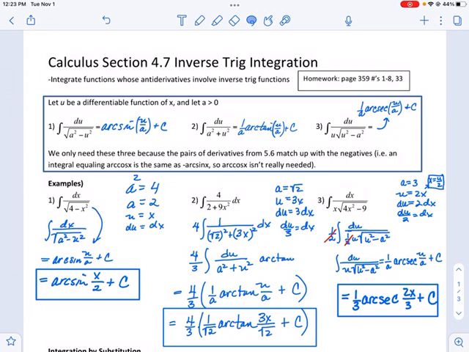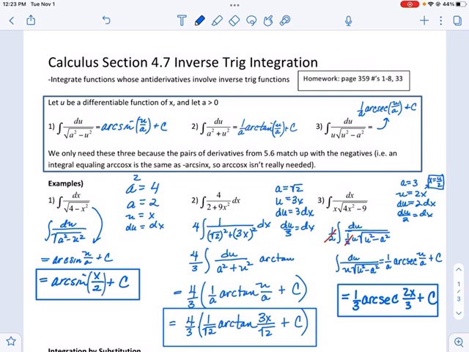So for 1, 2, and 3, I had you do them, and this is what they should be, so you can check your work. And I would first start out by saying a squared is 4, so a is going to be equal to 2. And then u is equal to x, du is equal to dx. And I could do a substitution here. I could put a du in here, this one. Okay, and we get arcsine of x over 2 plus c.